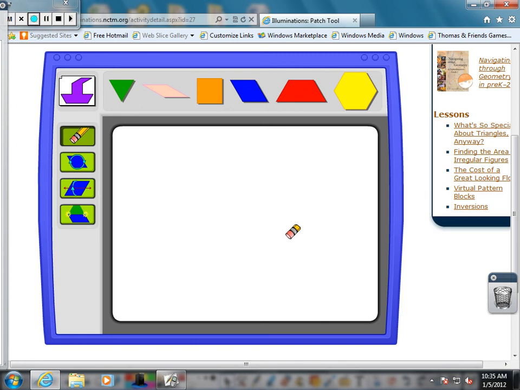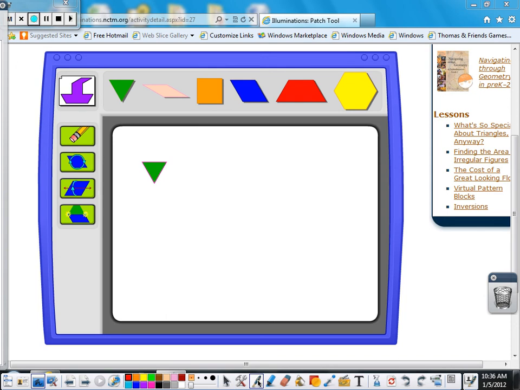What if I had a triangle equaling a half this time? So here's my triangle, and that triangle is equal to 1/2. Now I'm trying to figure out what shape is going to be equal to 1 whole. Well, I know that 1/2 plus 1/2 equals 1 whole. And I know that because 1/2 plus 1/2 is 2 halves, which is equal to 1 whole.